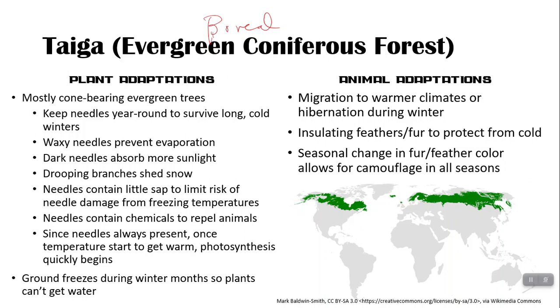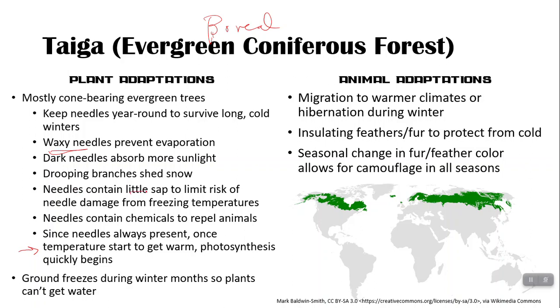So to help them survive these long cold winters, cone-bearing evergreen trees keep their needles year-round. That way they don't have to put in a lot of energy to regrow them when spring comes. Also, since they're always present, then as soon as light starts hitting that area more often, they can start photosynthesis immediately. They have needles for multiple reasons. They do not release a lot of water, so they help to retain moisture. They're covered in a waxy layer that also helps to prevent evaporation.